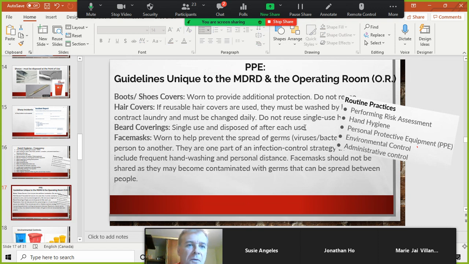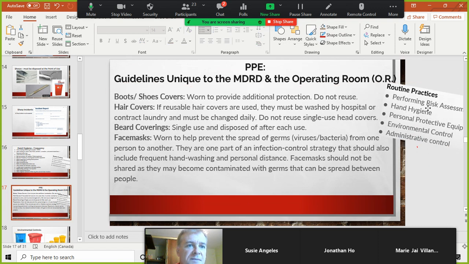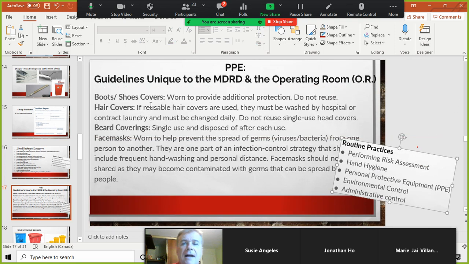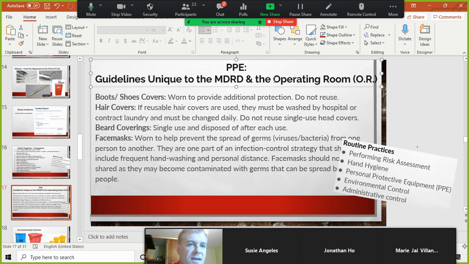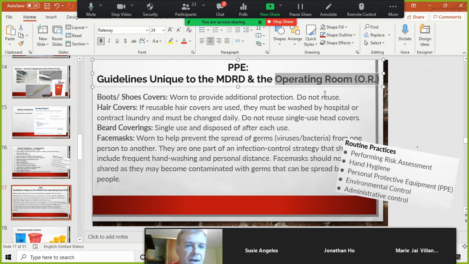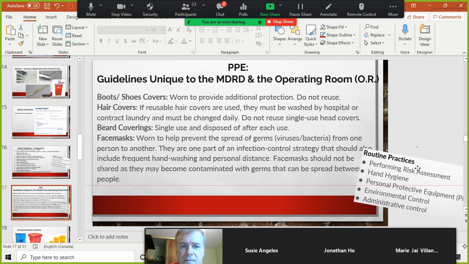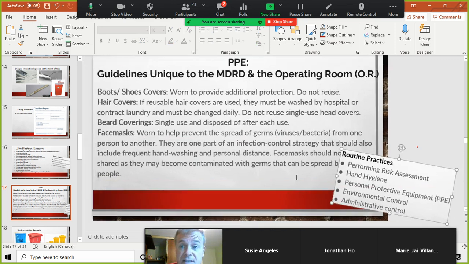PPE, we covered that there. I'm not going into the specifics again, but what I am going to do is the PPE that is kind of specific, unique to the MDRD or even the operating room. Because the operating room has got to be as sterile as can be, right? So have a look here. There are some things that are unique to the MDRD, not unique to all businesses, you know what I mean?